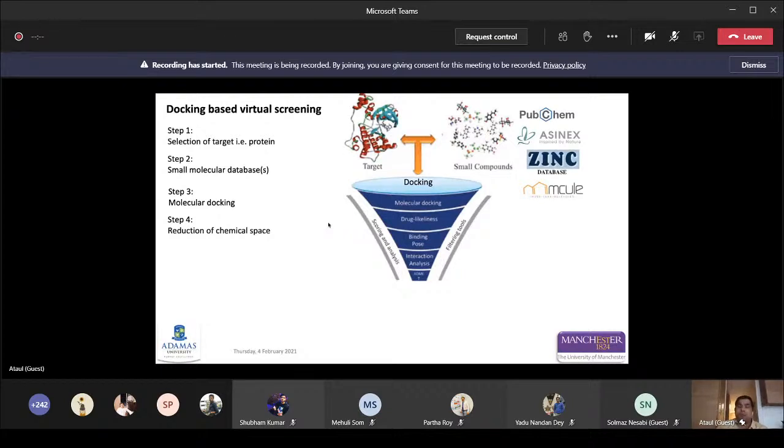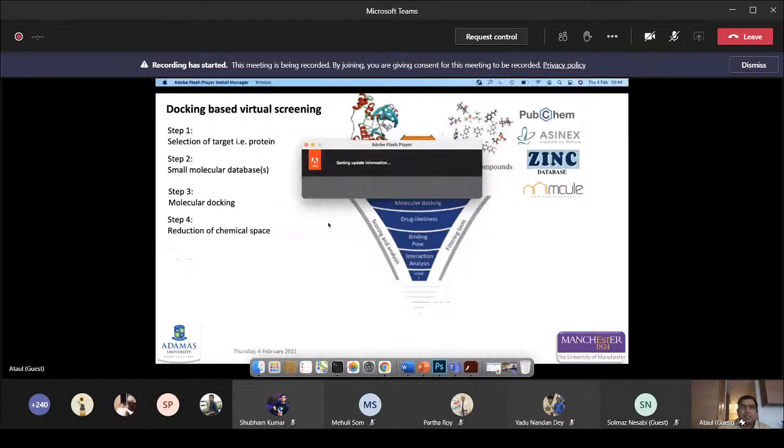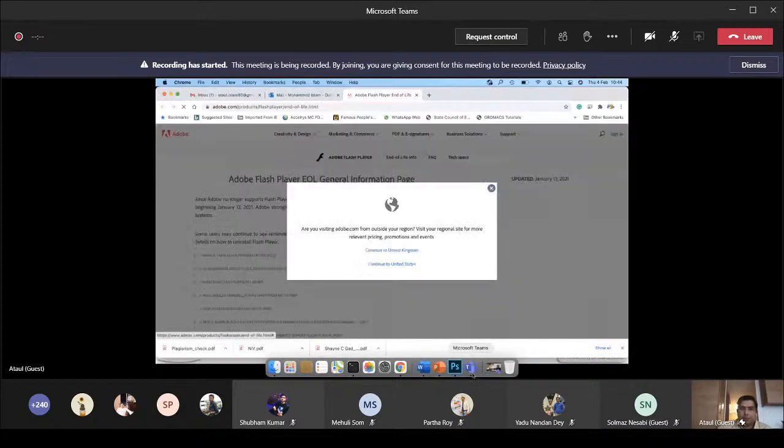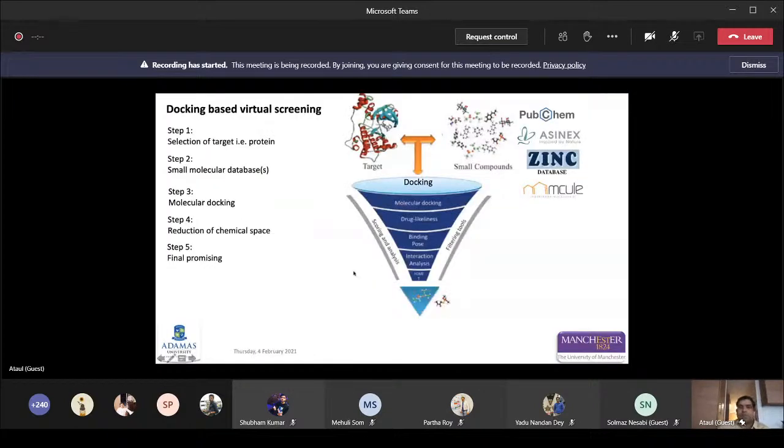Sometimes we use a control molecule, an already known drug molecule or known standard molecule. That also will dock, and we compare the binding energy to sort out our molecules. Then you can use a number of criteria like drug likeness, binding pose, pharmacokinetics analysis, etc. And finally, you have a very small number of molecules, and then you go for the in vitro or in vivo experimental validation approaches.